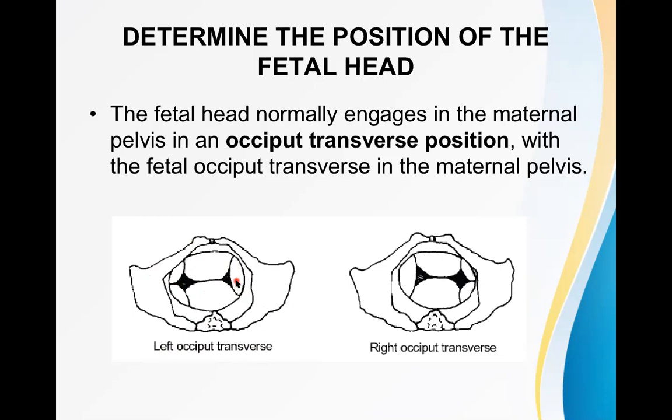So wherever the occiput is present, we call it left or right. In this case, it is present on the left side. Okay. On the other picture, the occiput is present on the right side, so it is called right occiput transverse. This is left occiput transverse. So listen once again here. The fetal head normally engages in the maternal pelvis in an occiput transverse position.